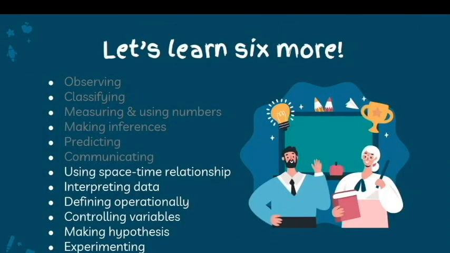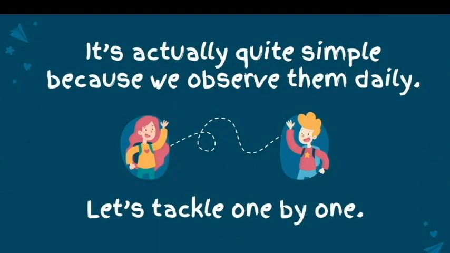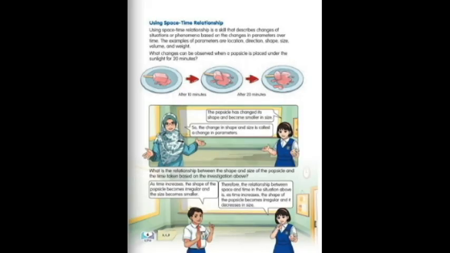So now in Year 4, you are going to learn 6 more science process skills. Okay, and they are using space-time relationship, interpreting data, defining operationally, controlling variables, making hypotheses, and also experimenting. I know it's a lot. Okay, that's quite a lot, and it's quite a mouthful too, but no worries, it's actually quite simple because we observe them daily. Okay, let's tackle one by one.